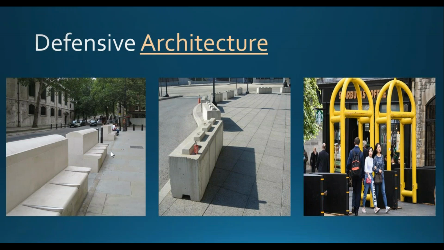So on the left here, you have some public seating, but it's also been reinforced concrete, so a place where people can sit, but also works as a barrier to protect the public from potential security threats. Again, here in the center, we have barriers, and on the right here, again, you can see steel barriers that people walk through when they enter shopping areas. So ways of protecting the public without them even realizing it.